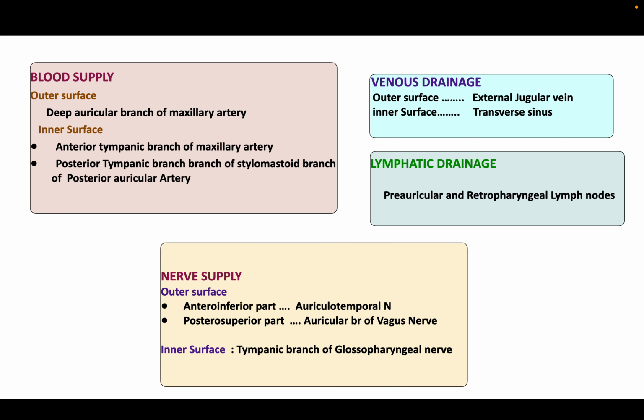Now coming to the nerve supply. For nerve supply, we divide the tympanic membrane into two parts, the anterior-inferior portion and the posterior-superior portion. The anterior-inferior part is supplied by the auriculotemporal nerve and the posterior-superior part is supplied by the auricular branch of the vagus nerve. And the whole of the inner surface is supplied by the tympanic branch of the glossopharyngeal nerve.